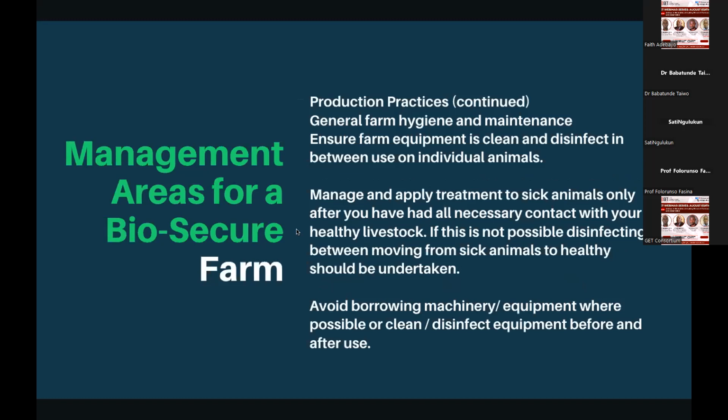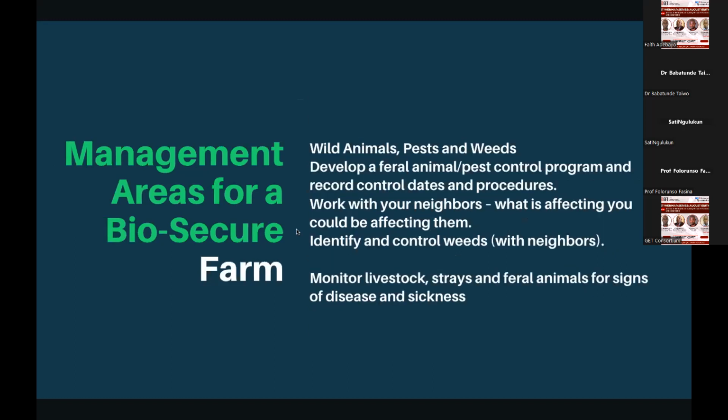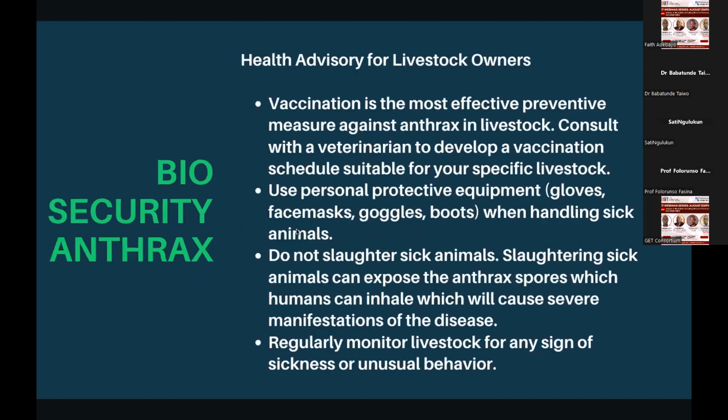I want to quickly move to the last two slides, given our time. Health advisory for livestock owners. Vaccination is the most effective preventive measure against anthrax in livestock. As I said initially, consult with a veterinarian to develop a vaccination schedule suitable for your specific livestock. Use personal protective equipment, gloves, face masks, goggles, when handling sick animals. Do not slaughter, and this is very important, do not slaughter a sick animal.